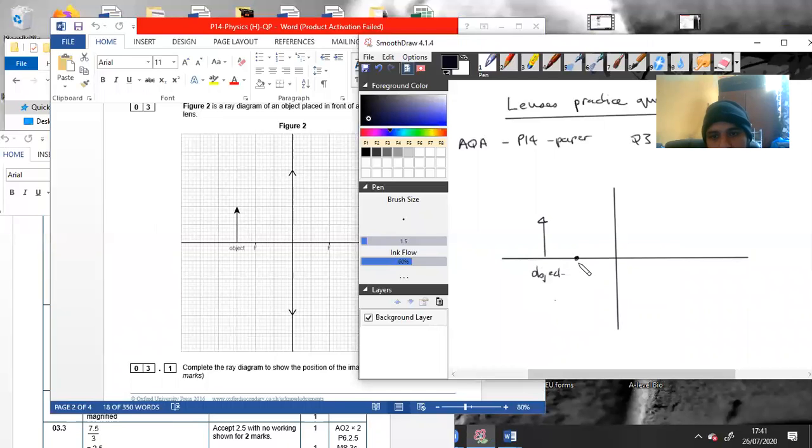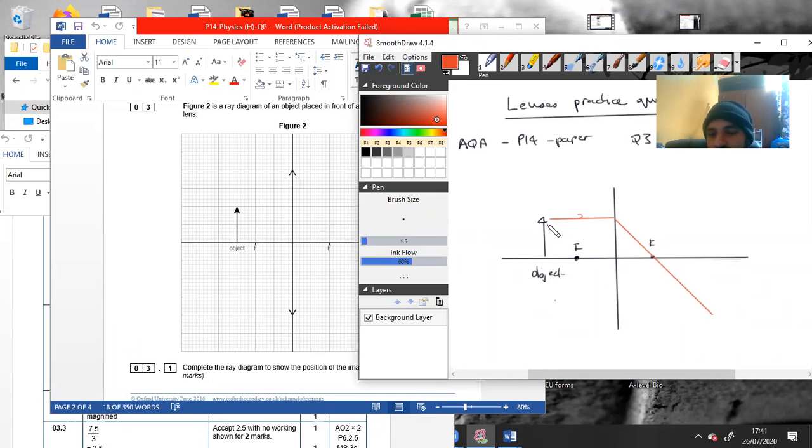And this is your focal point. So what they're saying is you draw, and this is going to be a focal point here, and this is going to be a focal point here, let's say. The ray of light that goes in parallel is going to go straight towards it, over here like this. And then as you know, these rays get bent like this through the focal point.